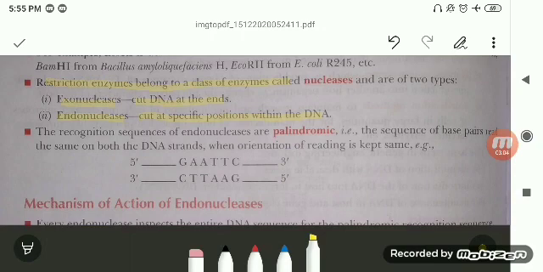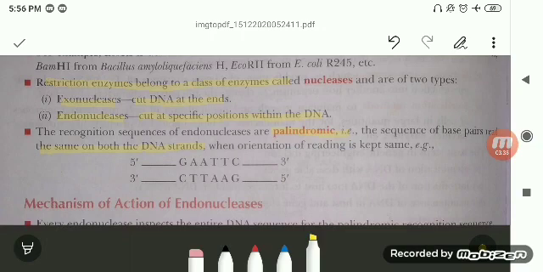The recognition sequence of an endonuclease is palindromic, meaning the sequence of base pairs reads the same on both DNA strands when the orientation of reading is kept the same. For example, whether you read forward or backward, the reading remains the same. That pattern is known as the palindromic pattern.